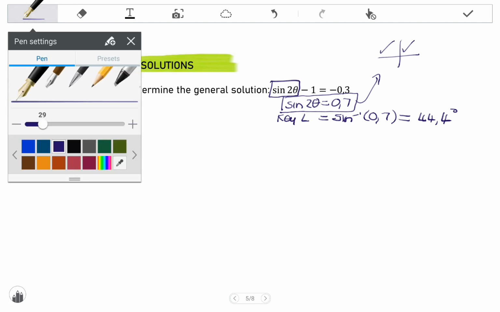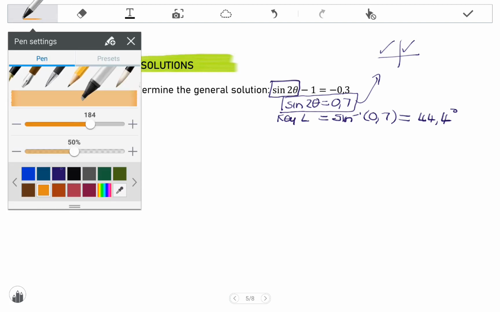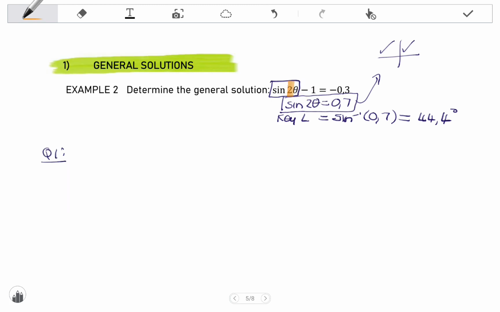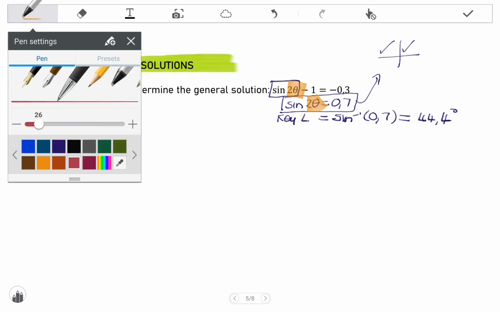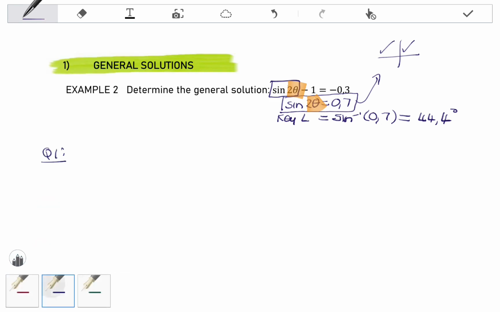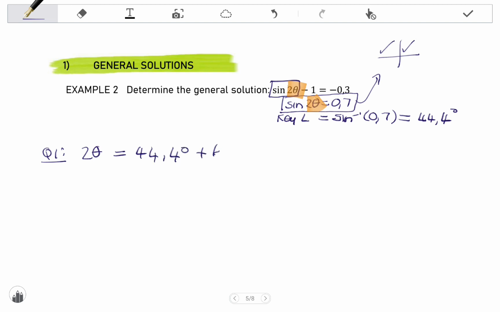So going to the first quadrant, my general solution is equal to the angle. Now, I want to see if I've got a highlighter. Yes. This is my angle, the whole 2 theta there. So notice that I haven't done anything relating to that 2 theta. It now becomes important. So my angle is the full 2 theta, which is equal to, in the first quadrant, the key angle, which is 44,4 degrees, plus k times multiples of the period, which is 360 degrees for the sine graph, where k is an element of integers.